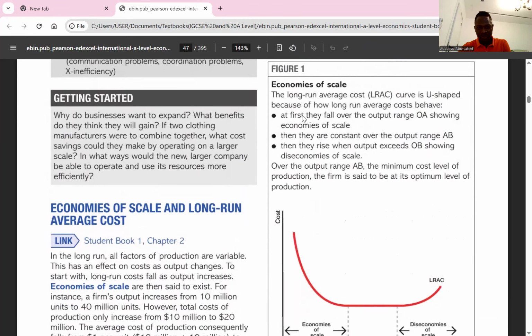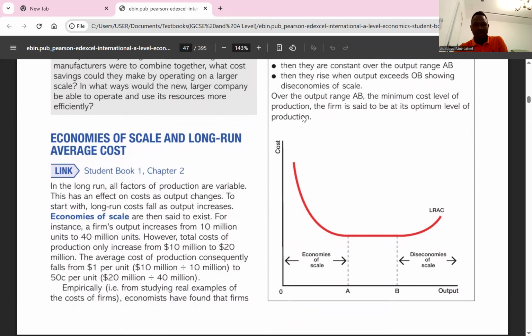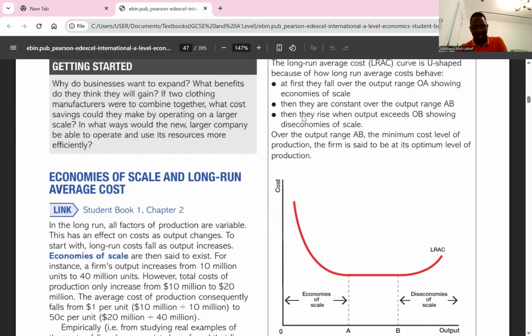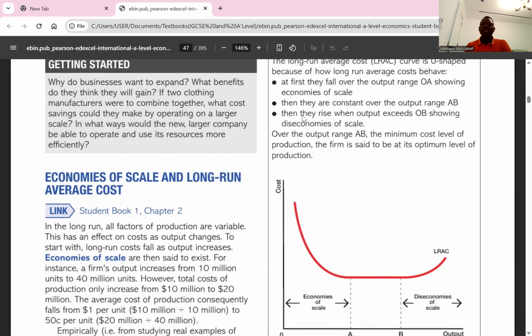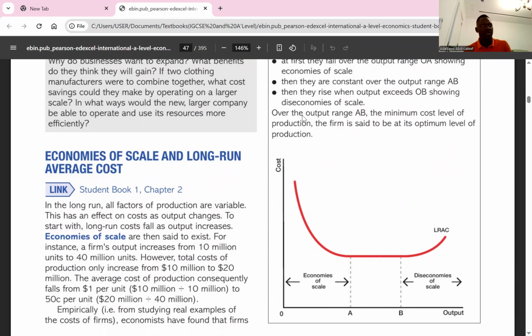The pattern of economies of scale is a pattern of falling, then constant, and then rising long run average cost. Look at the graph here in figure 1. The long run average cost curve is U-shaped, based on how it behaves. First, it expands. From O to A, there are economies of scale. Initially, costs fall over the output range OA. As you increase your output from O to A, your average cost of production starts falling.